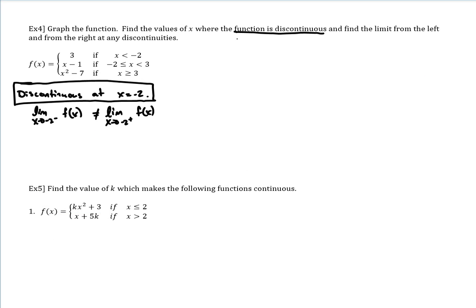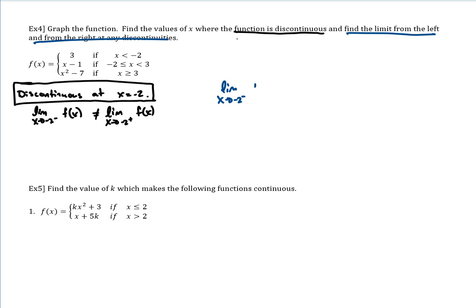And then all it asks is to find the limit from the left and from the right at any discontinuity. Well, we kind of already did that. I didn't get the actual answer. I just said that they weren't equal, and I tried to underline it in blue. Let's go ahead and officially answer it.